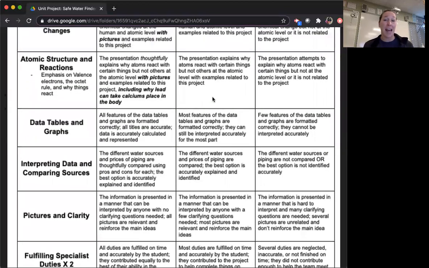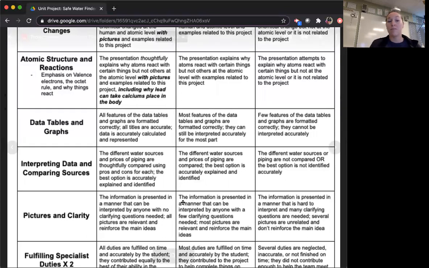The next category is data tables and graphs. We have a class data sheet. There's a link for that in your unit documents folder. All features of your data tables and graphs should be formatted correctly. All the titles should be accurate. The data should be accurately calculated, and it should be represented accurately in your graph. There'll be a separate graph video. Watch that as you get closer to that portion of class. You should be there around Thursday or Friday this week.